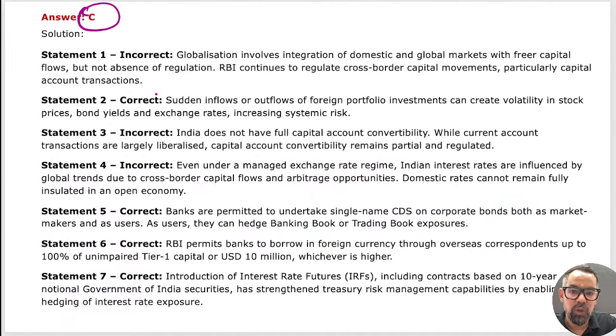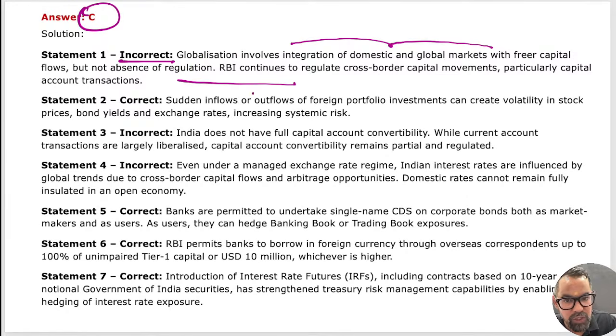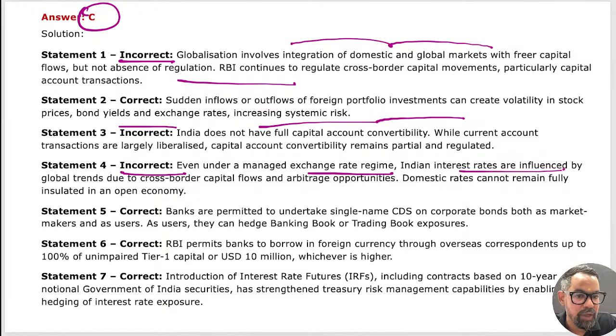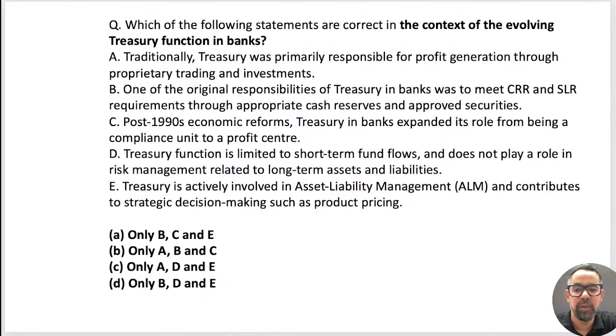Okay, awesome. So statement 1 is wrong. Globalization involves integration of domestic and global markets with freer capital flow, but it does not eliminate the regulation part. Third one is India does not have full capital account convertibility. When it comes to the fourth one, even under the managed exchange rate regime, India's interest rates are influenced by the global trend, and with arbitrage, domestic rates cannot be fully insulated in an open economy. The rest of the statements are correct in this particular case, right? Next one guys.